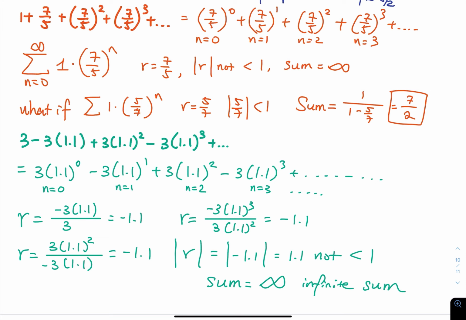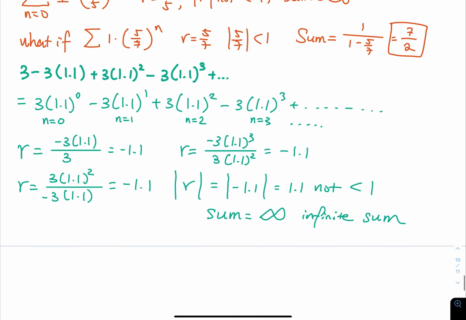And then how about the geometric series? The geometric series would be, so you have a summation, n goes from 0 to infinity. The 3 is not changing at all, so we'll just do a 3 and then negative 1.1 raised to the nth power.